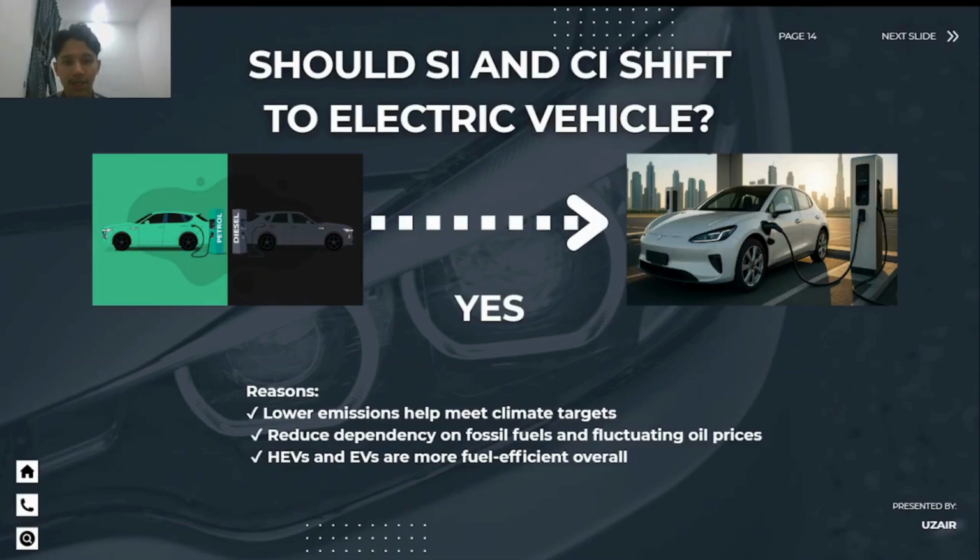Should SI and CI shift to electric vehicle? Yes. The reason is electric vehicles can achieve lower emission that helps meet climate targets, that helps our environment. And secondly, it will reduce dependency on fossil fuel and fluctuating oil prices. As we all know, now fossil fuels are lower than the old days. And lastly, HEVs and EVs are more fuel efficient than CI and SI engine.